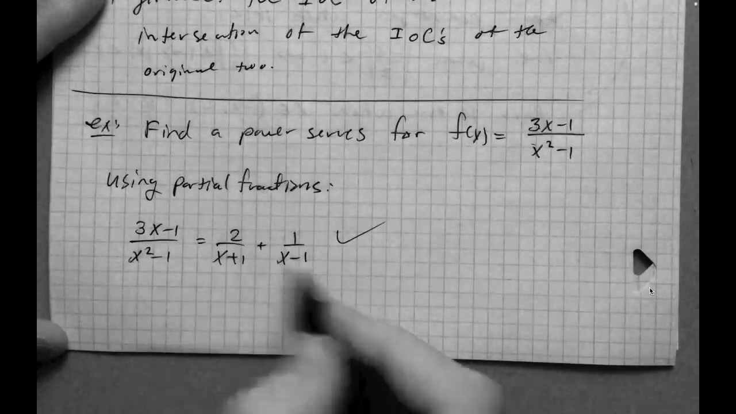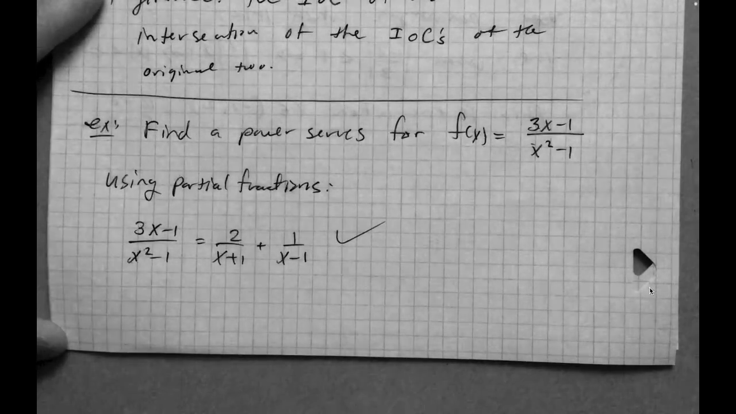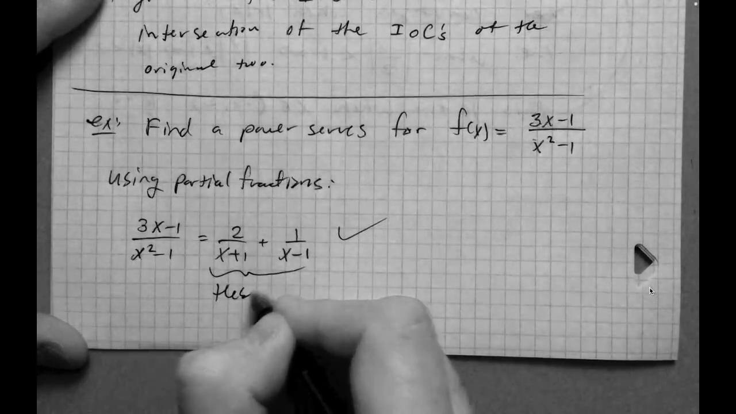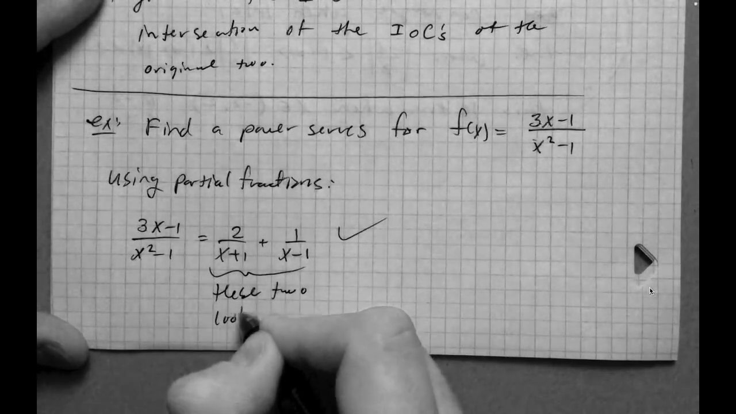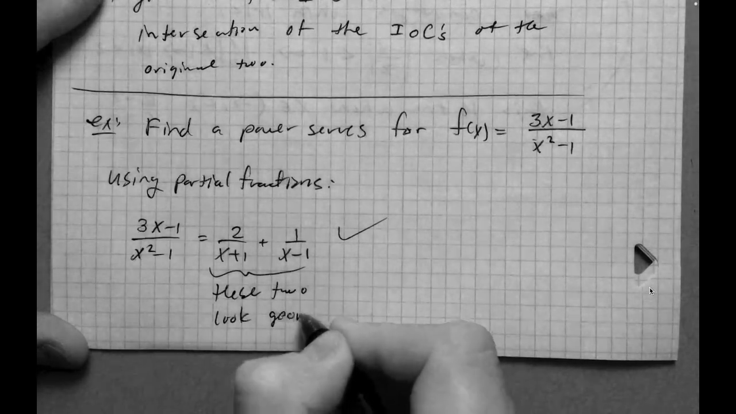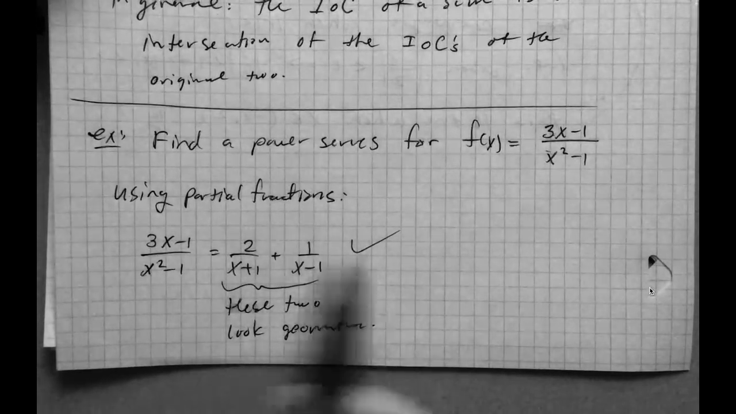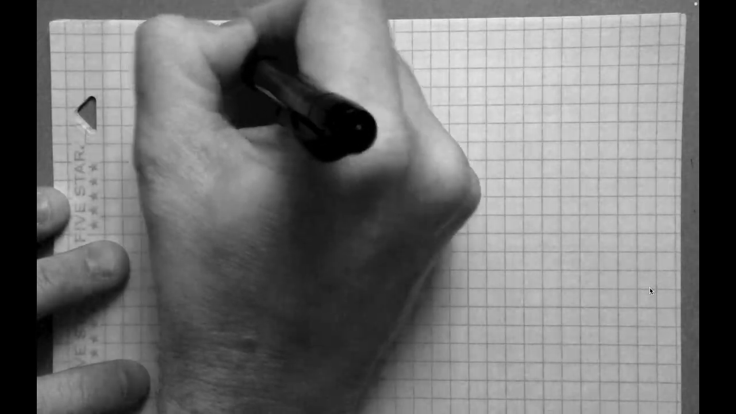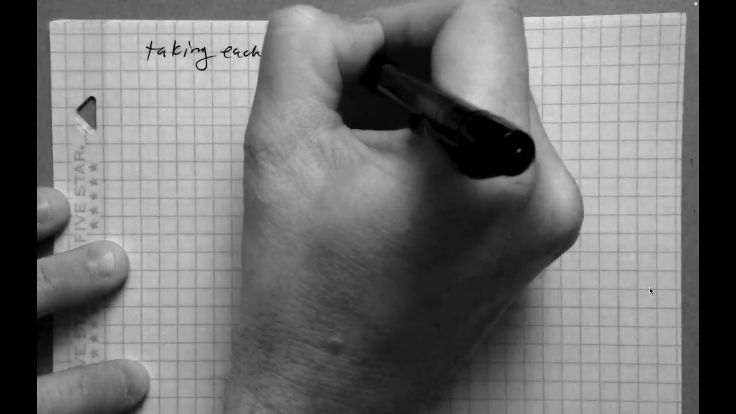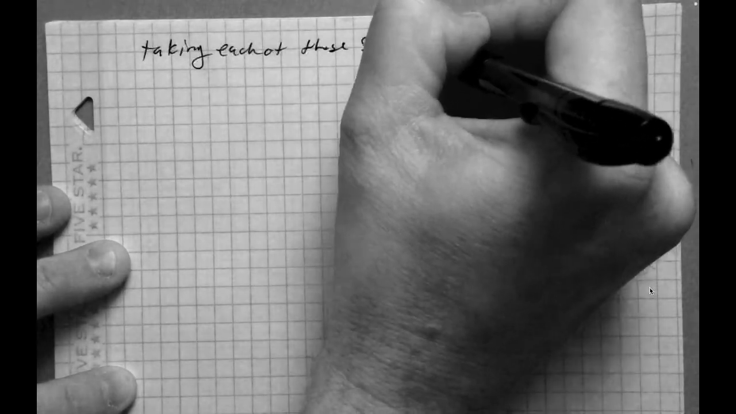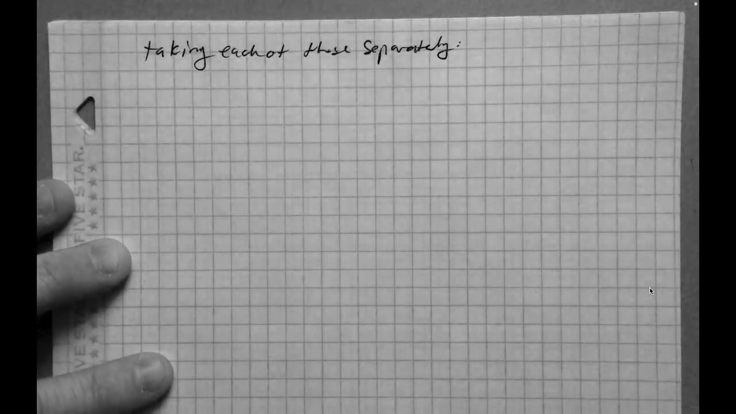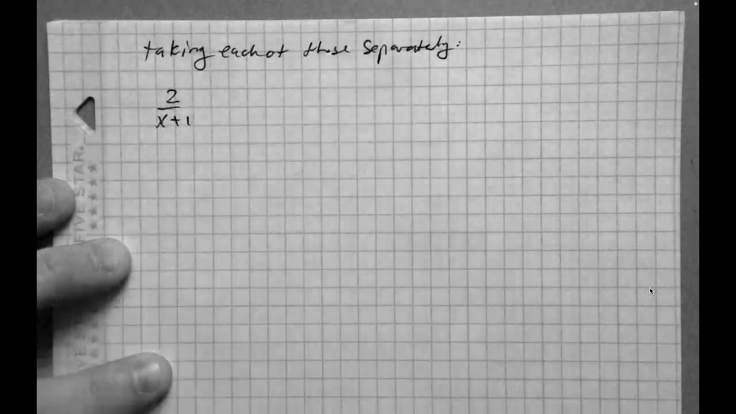and that each of these look geometric, you can use what we just learned. So these two look geometric. Okay, and so we can use the previous technique to identify a power series for each of them separately. So we'll take each of them separately. All right, so we'll start with the 2 over x plus 1.